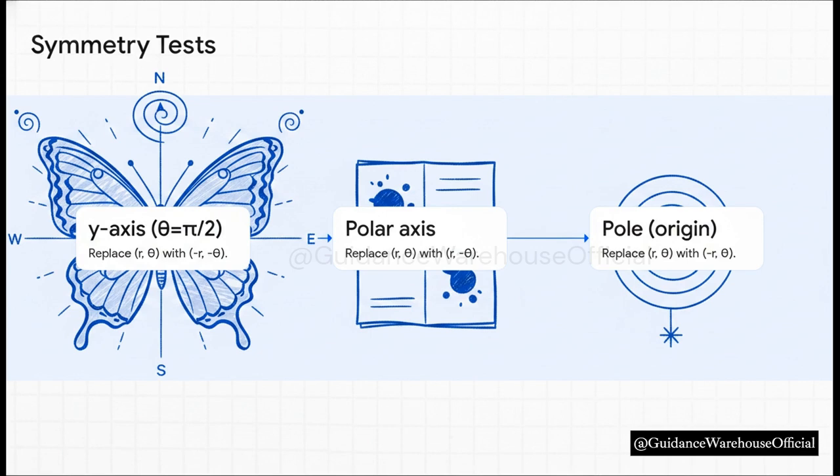Mathematically, we test this by running 3 quick substitutions. For the y-axis, you just replace your coordinates with -r and -theta. To check the x-axis or polar axis, use r and -theta. And for origin symmetry, swap in -r and theta. If your equation doesn't change at all after plugging those in, congrats, you've officially proven your graph is symmetric.